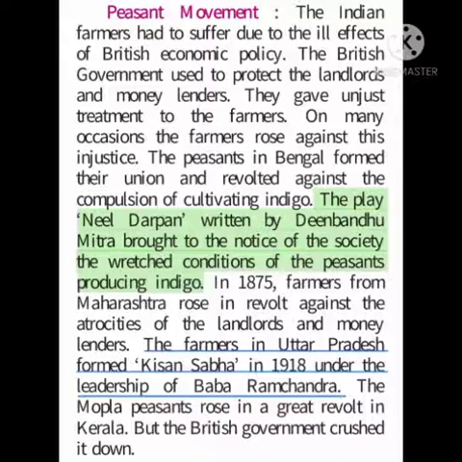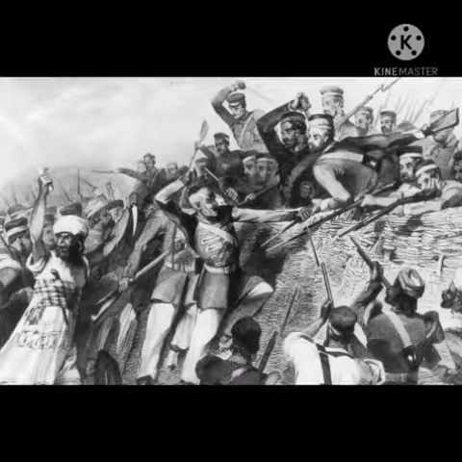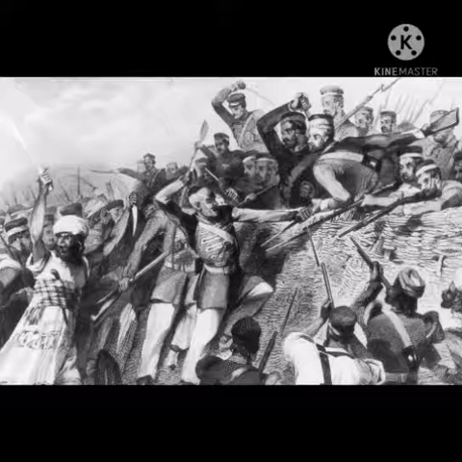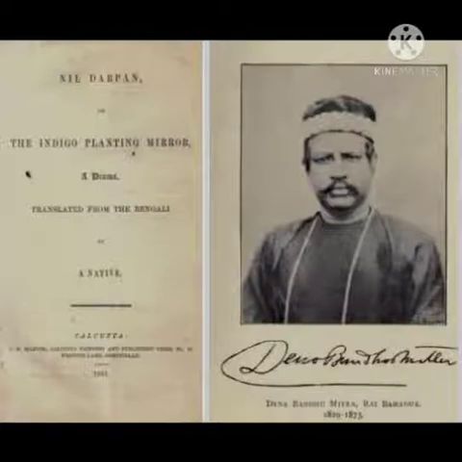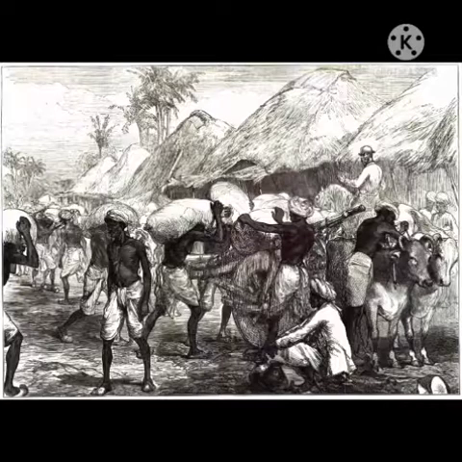Students, even we have studied how peasants of Bengal were forced to produce indigo, and the British government used to always protect the landlords and moneylenders and gave unjust treatment to the farmers. The farmers rose against this injustice. The peasants in Bengal formed their union and revolted against the compulsion of cultivating indigo. The play Neel Darpan, written by Deen Bandhu Mitra, brought to notice of the society the poor conditions of the peasants producing indigo.